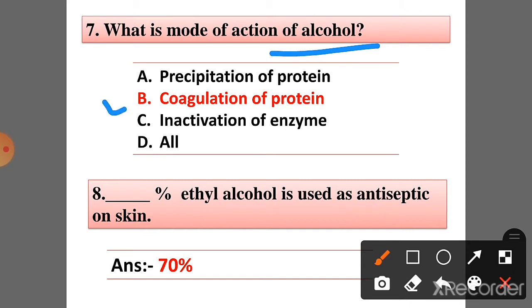Option B, coagulation of protein. Question 8. Dash percentage ethyl alcohol is used as a antiseptic on skin. Answer, 70%.